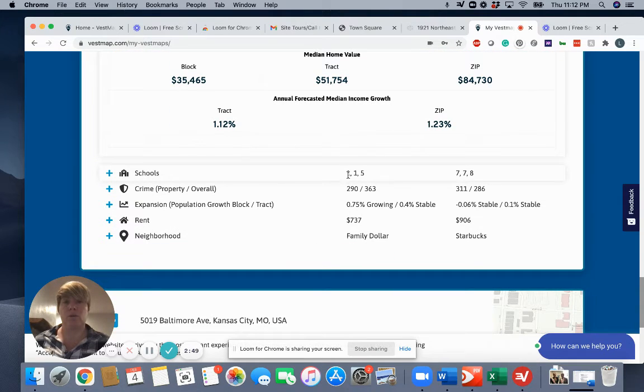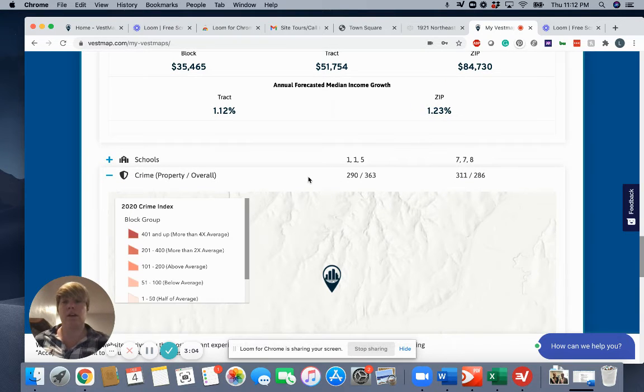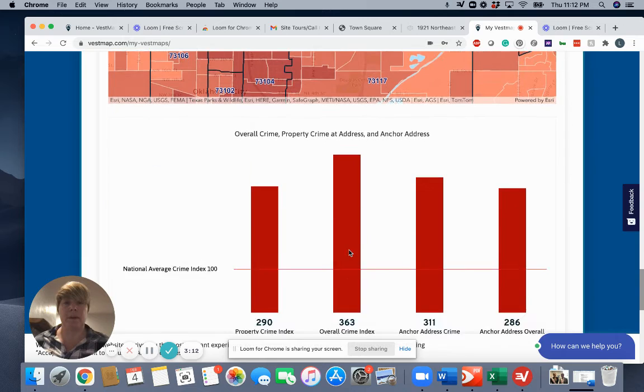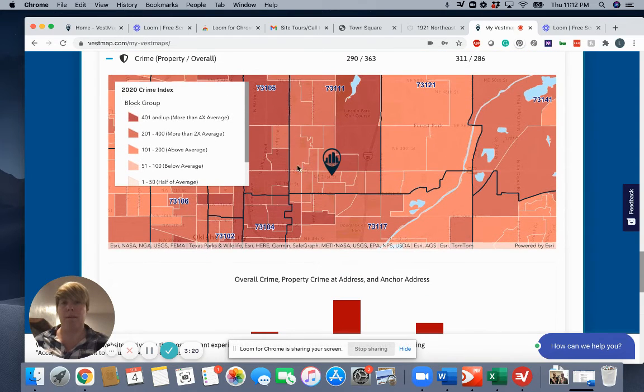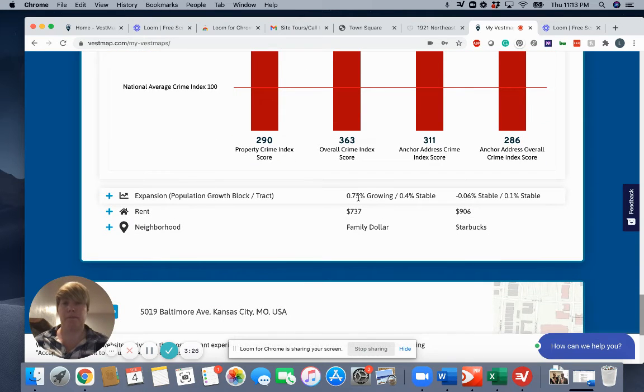And then we see here the school ratings. This is out of 10, and we've got 1, 1, and 5, so pretty low school ratings. You can see my other rental property has pretty high school ratings. Now, let's take a closer look at the crime. Most of my rental properties tend to have between 2 to 3 times the national crime, and VestMap gives you this cool little graphic here, the national crime index. The crime here is 2 to 3 times, but this is going to be a pass for me.